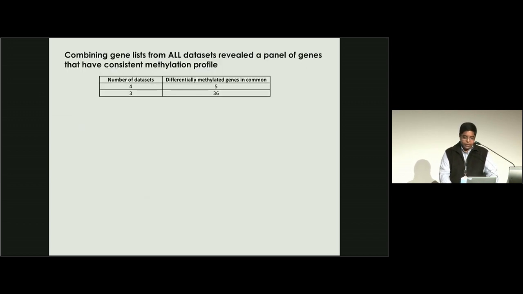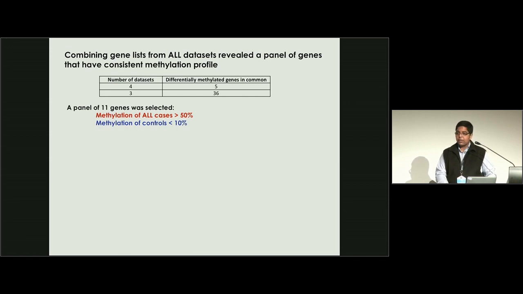So I took these lists and tried to combine them in order to find genes that are consistently methylated across different data sets. So when I combined the list from 4 cohorts, I found 5 genes. And then when I combined the list from 3 cohorts, I found 36 genes. Then I went and inspected these 36 genes to find regions that I can select for my sequencing assay.